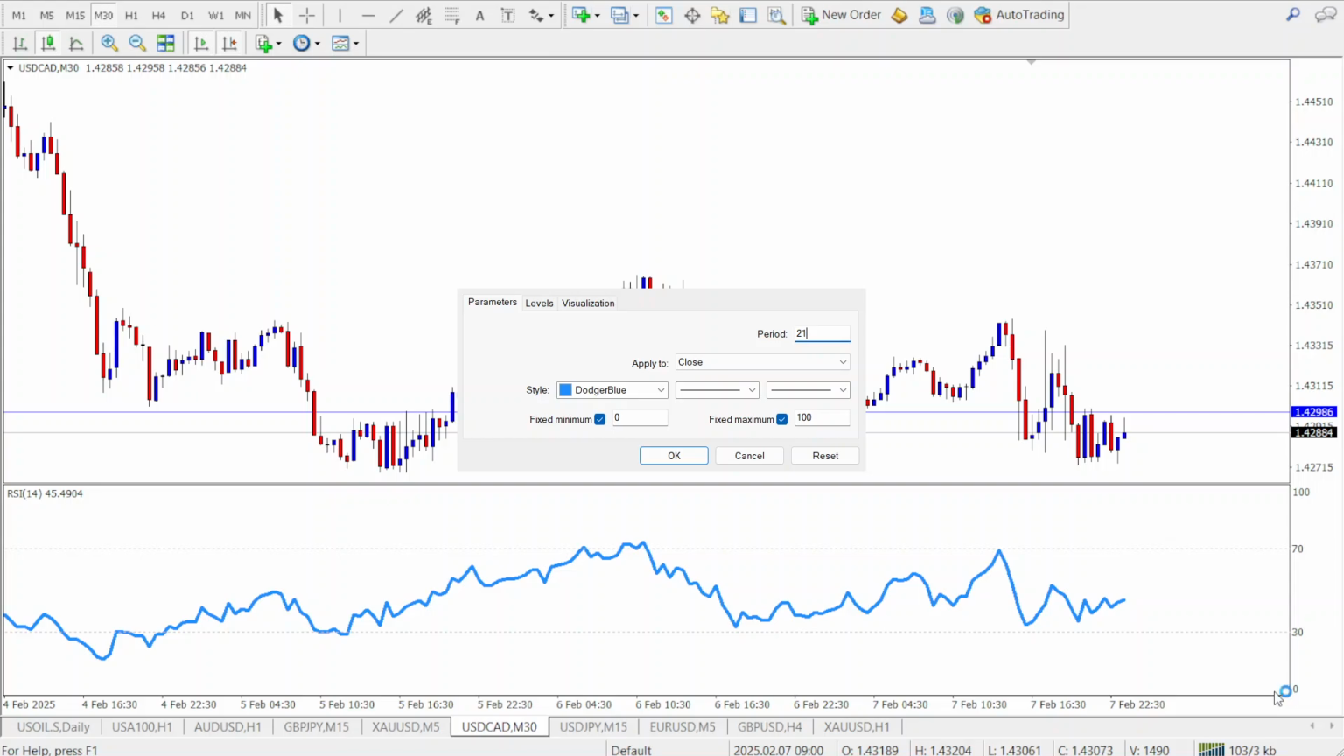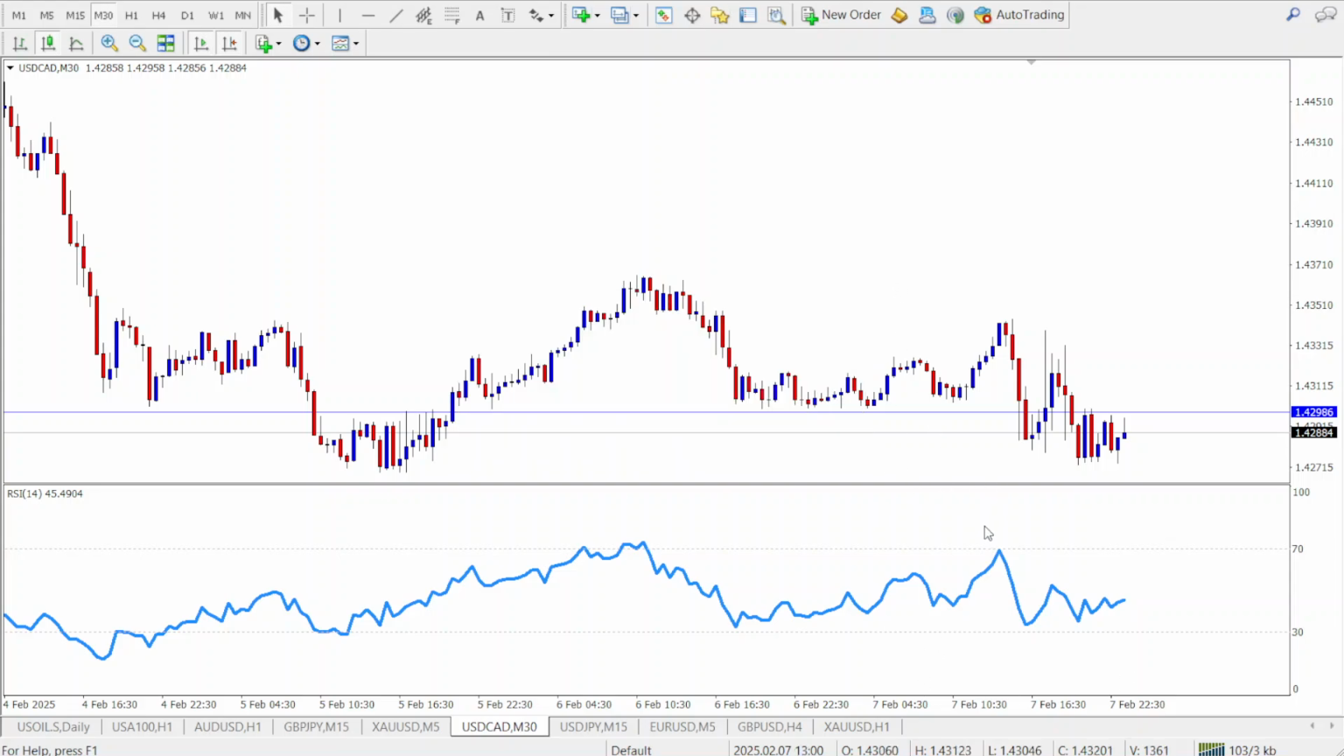It reduces false alarms. For this simple RSI trading strategy, we're just going to stick to the default 14, because it provides a good balance between speed and reliability. Now, let us just break down the simple RSI trading strategy step by step.